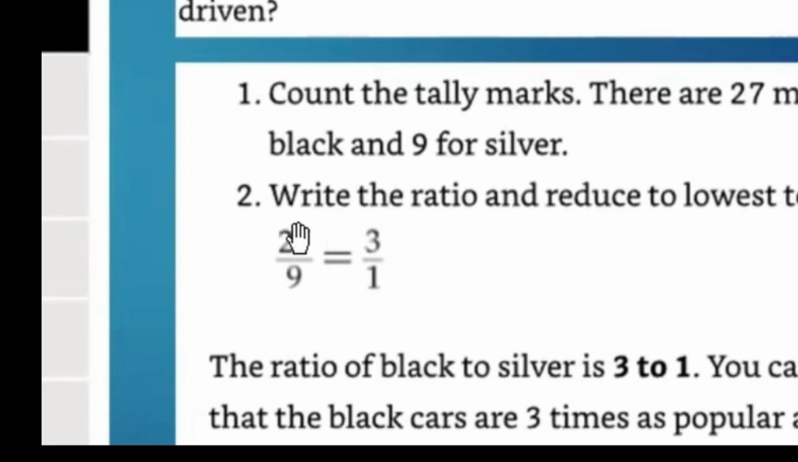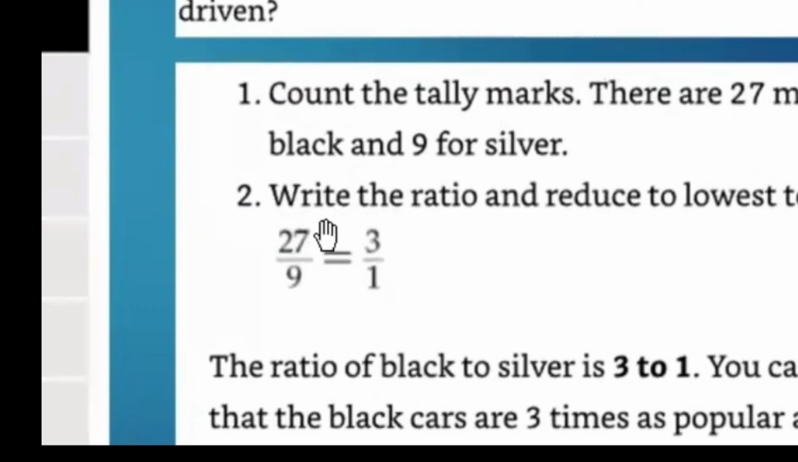So we're going to write down the number of black cars first, which is 27, to the number of silver cars, which is 9. And then if we go back to our lesson on fractions, we know that this is a top-heavy fraction.